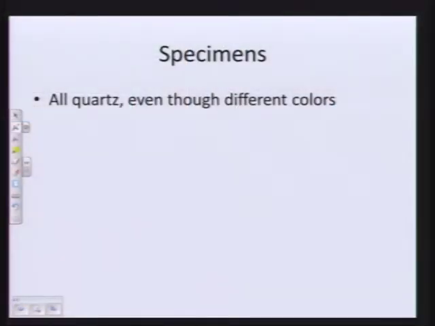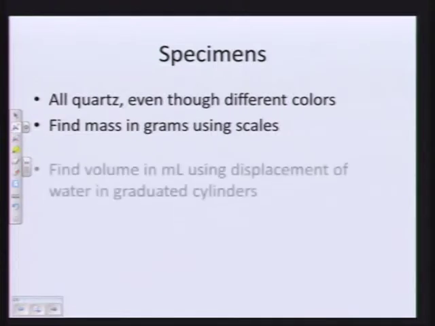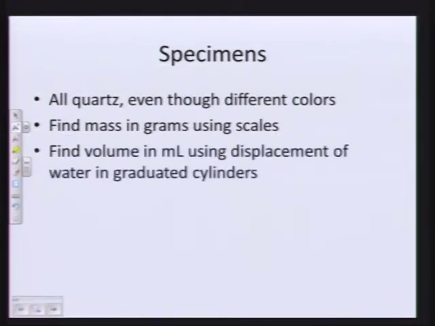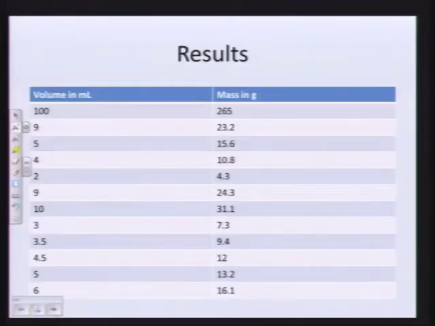All of them we said are quartz, even though they're different colors. And we found the mass using the scales. And we found the volume using the displacement of water in the different sized graduated cylinders. And these are the results. These are all of the ones that I measured and found both of those measurements for. What I did now was to take those and put them in the TI graphing calculator.